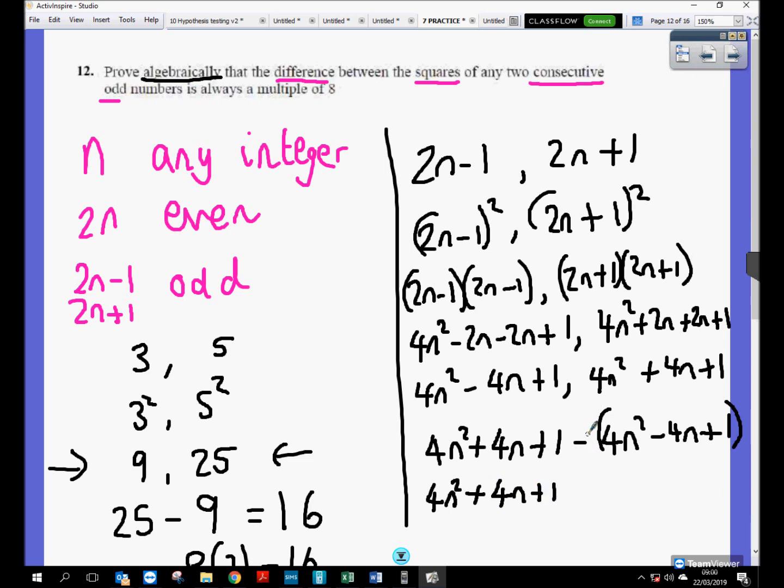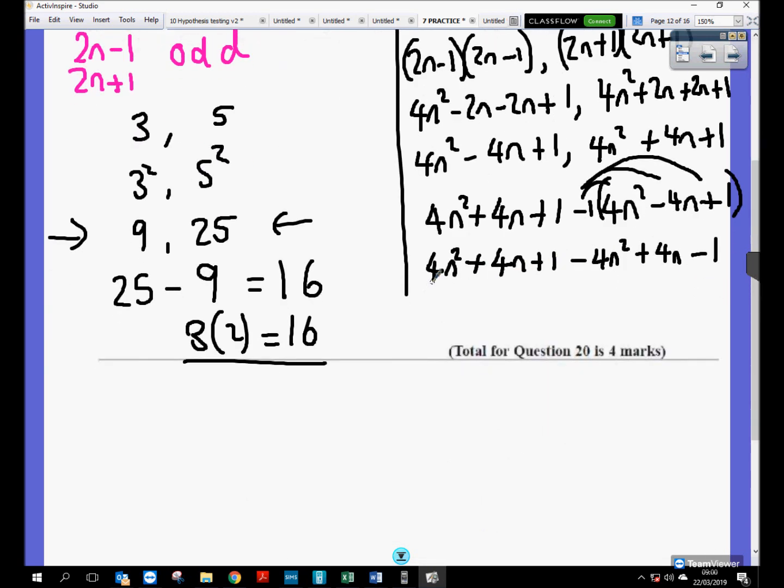You've got to imagine there's like an invisible minus 1 here. And what you're doing is you're timesing all of these terms by this negative 1. So negative 1 times 4n squared is negative 4n squared. Negative 1 times negative 4n is positive 4n. And negative 1 times positive 1 is negative 1. A lot of terms will cancel here. 4n squared minus 4n squared cancels. 4n add 4n is 8n. And then plus 1 minus 1 cancels. So you're left with 8n, which is clearly a multiple of 8.